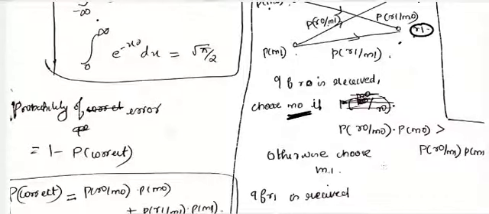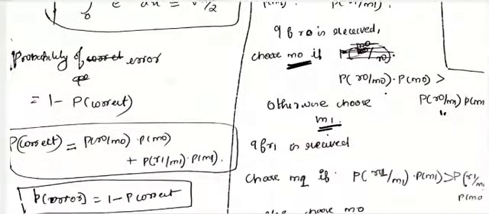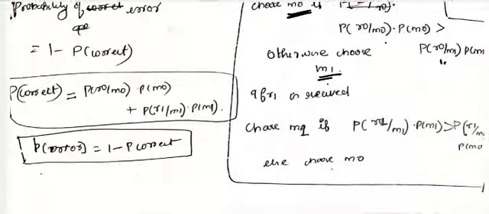Okay, and we will choose m1 if this one is greater than this one. And if r1 is received, what happens? We will have to choose m1. Theoretically, we have to choose m1, but we have to see if there is a probability of error.